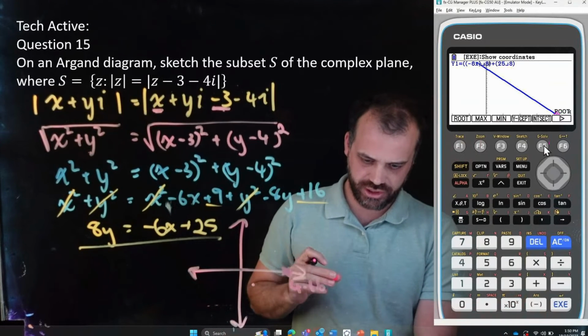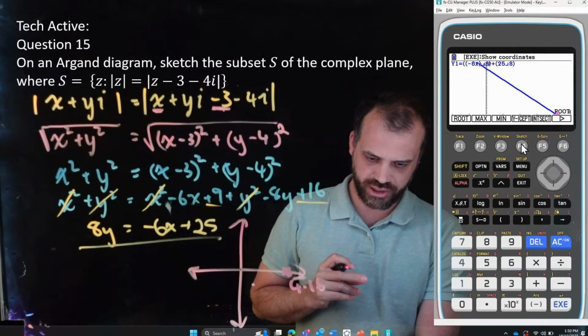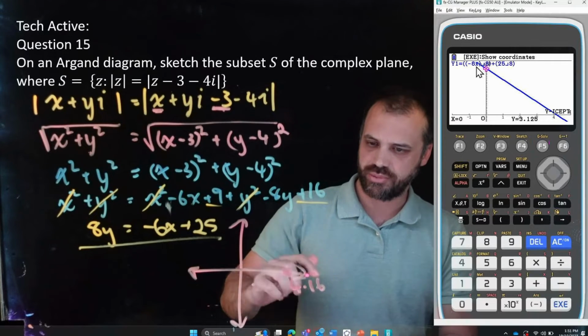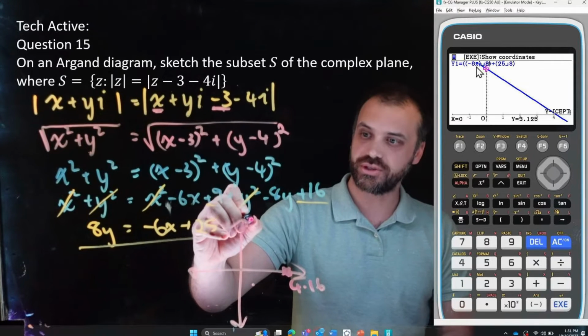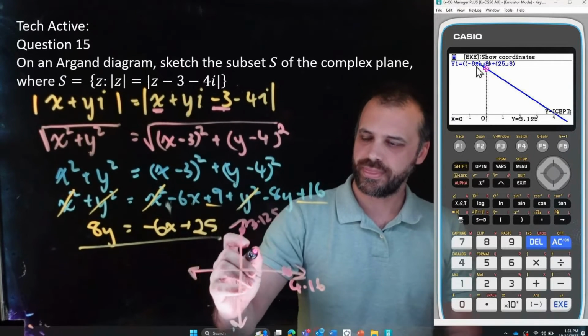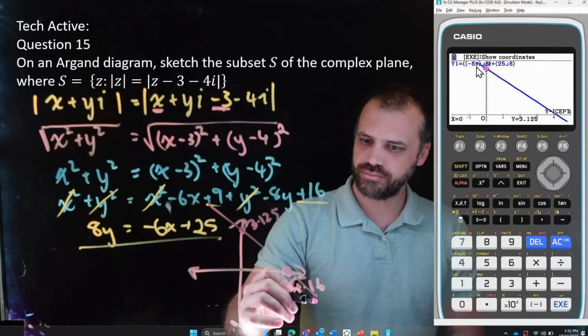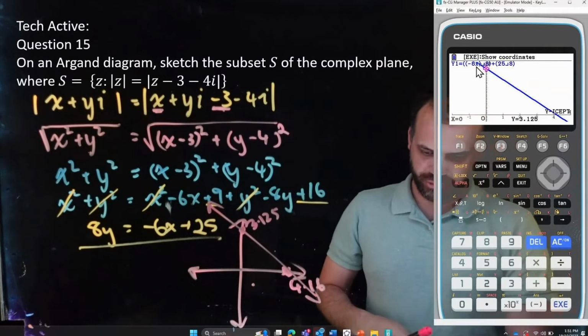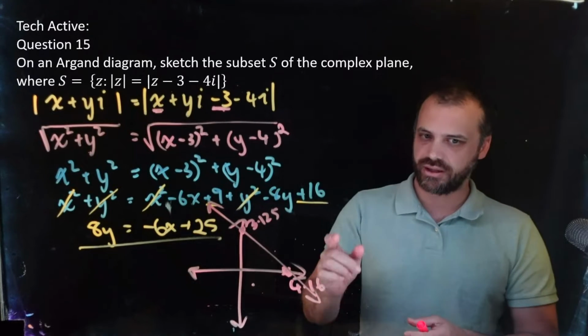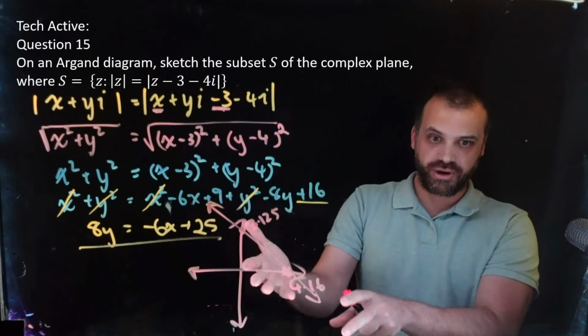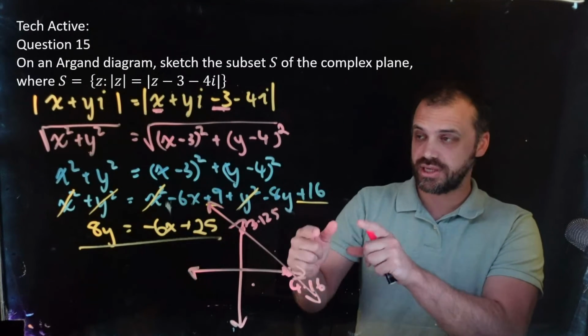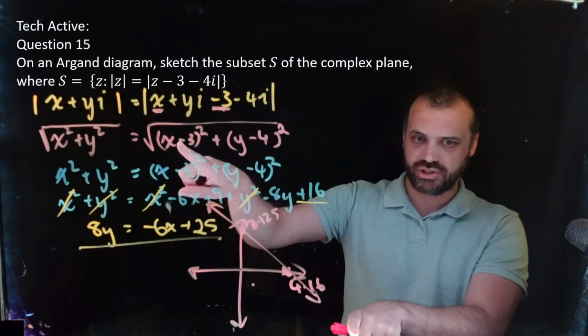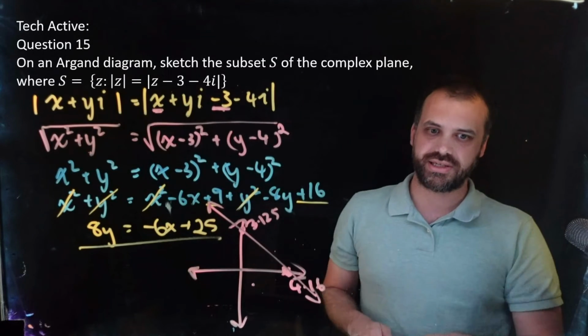And let's do another G-Solve and find the y-intercept. 3.125. And then just draw a line here. Boom. All right, so that beautiful, gross little line there is my final answer. The subset of this complex plane is a straight line from here to here.